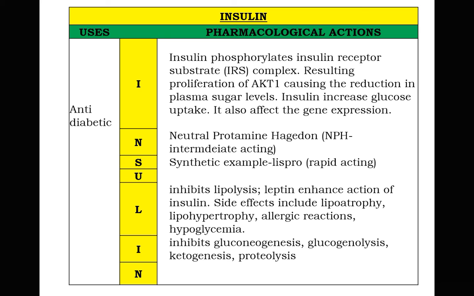I am repeating the mechanism. Insulin phosphorylates the insulin receptor substrate complex, resulting in activation of AKT1, causing a reduction in plasma sugar levels. Insulin increases glucose uptake. It also affects gene expression. Then some drugs like neutral protamine hagedorn. A synthetic example of insulin is lispro. Lispro belongs to the rapid acting drugs, and neutral protamine hagedorn belongs to the intermediate acting drugs. Insulin is an antidiabetic drug.